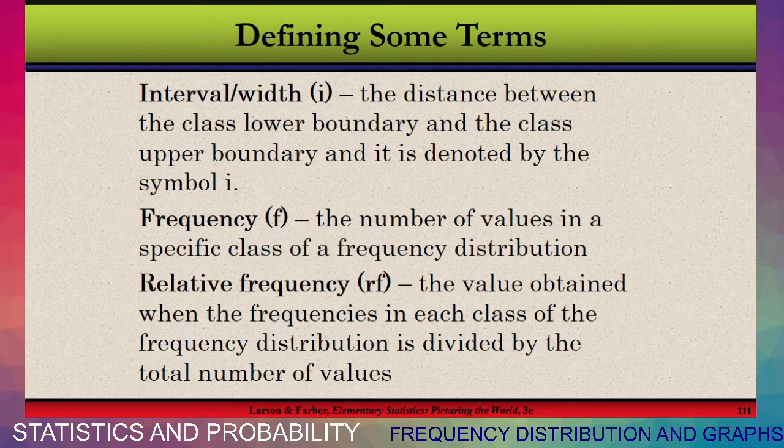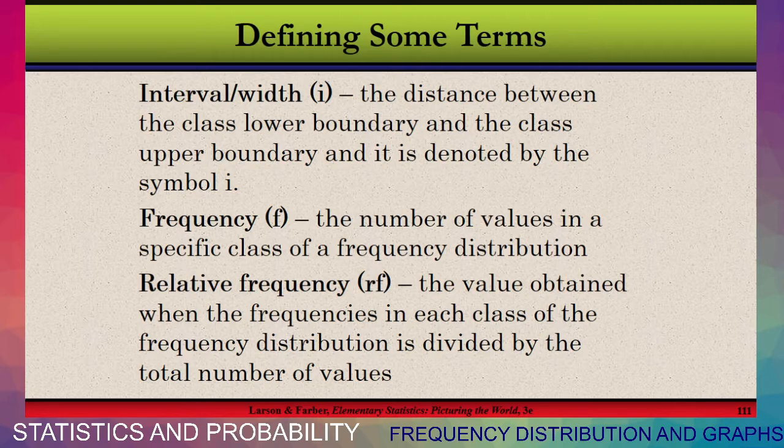Next, frequency. It is the number of values in a specific class of a frequency distribution. So, gumagamit tayo ng letter F or symbol F for denoting frequency. So, ibig sabihin yan, pag sinabing frequency, for example, meron tayong class limits from 1 to 15, 16 to 30, 31 to 45, 46 to 60. Dun sa unang class limit which is 1 to 15, meron tayong frequency or bilang na under ni 1 to 15. So for example, ay 10. So meron tayong iba't ibang frequency sa bawat class limits.